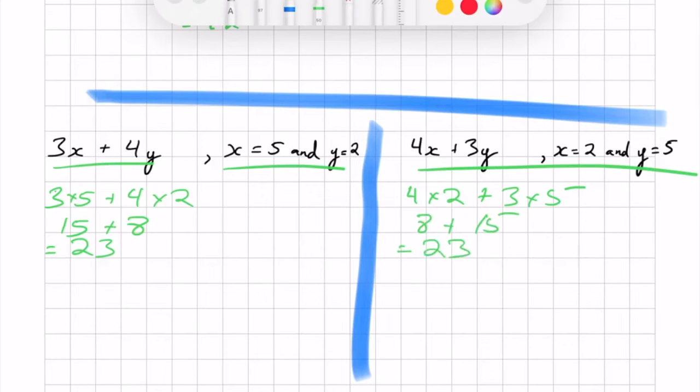going to be 23. Now, my question for you that I want you to try to figure out is, why do these questions come out to the same answer when x and y were different?